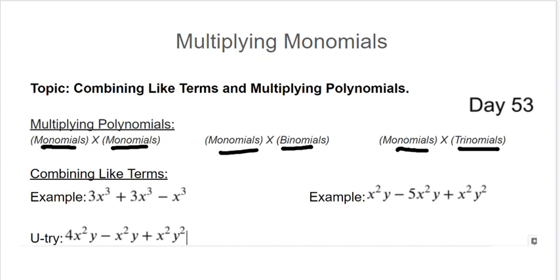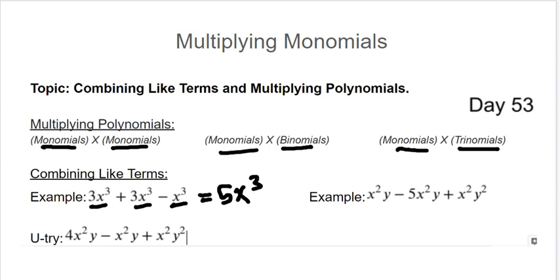First, let's look into combining like terms. Like terms are the terms that have exact same type of variables. X cubed, x cubed, x cubed. These terms have exact same type of variables. So we can add them. 3x cubed, 3 more x cubed minus 1x cubed is going to be equal to 5x cubed.